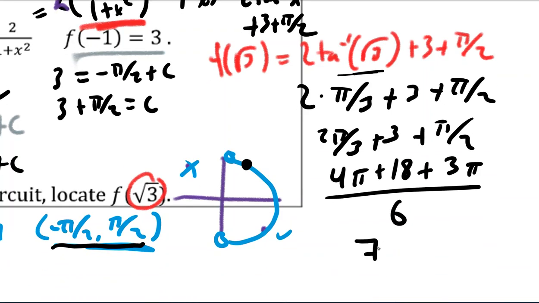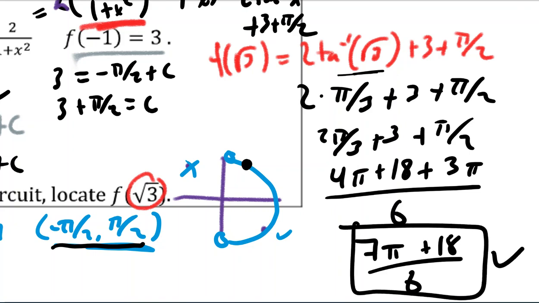So for this one, it looks like 7π plus 18 over 6 should get us card number 10, and in fact it does.